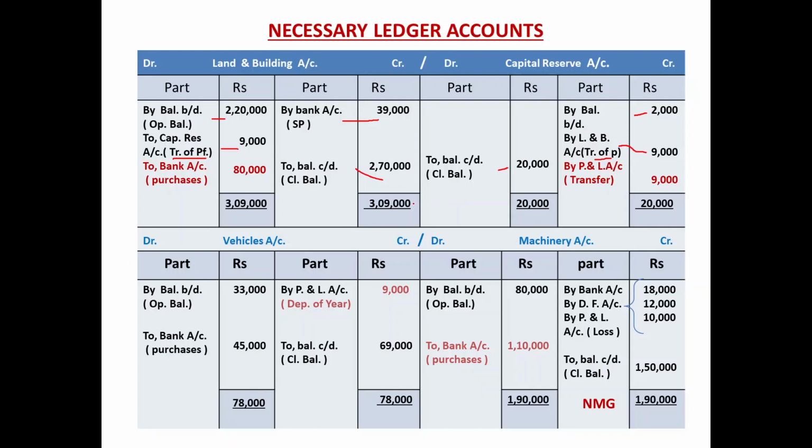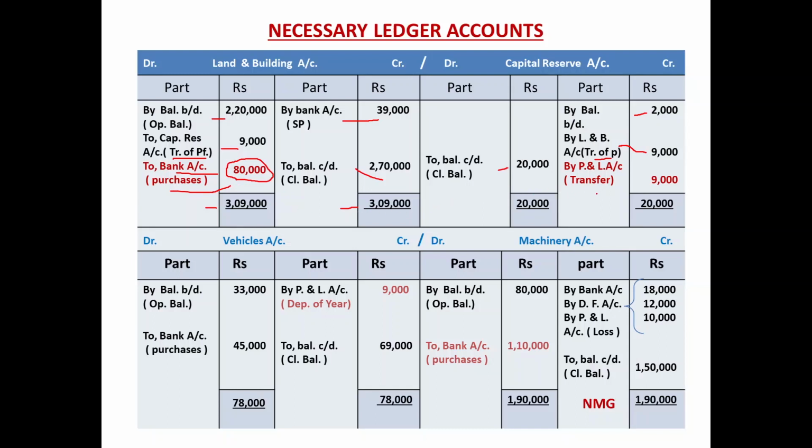Find out the balancing figure if any. Come to the land and building account, the credit side looks bigger, total 3,09,000. Put it on the debit side and we are getting a balancing figure of rupees 80,000 on the debit side. Apply the common accounting knowledge, common accounting sense. This must be the purchases made during the year and the journal entry that would have been passed to record it: land and building account debited, bank account credited, 80,000. Account is over.